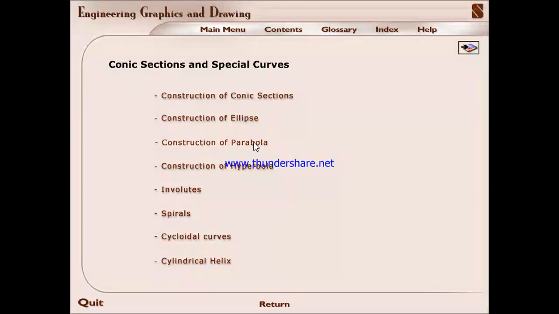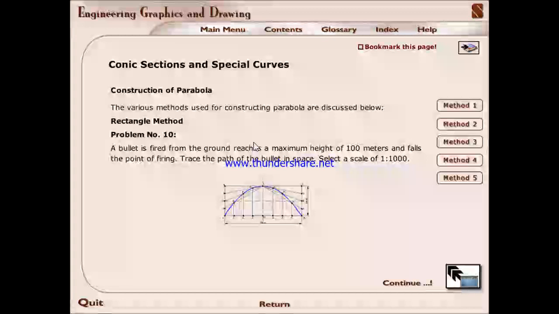Now come to the beginning. First one, construction of parabola. It is the rectangular method. Let us consider a problem. A bullet is fired from the ground, reaches a maximum height of 100 meters and falls at the point of firing. Trace the path of the bullet in space. Select a scale of 1:1000.